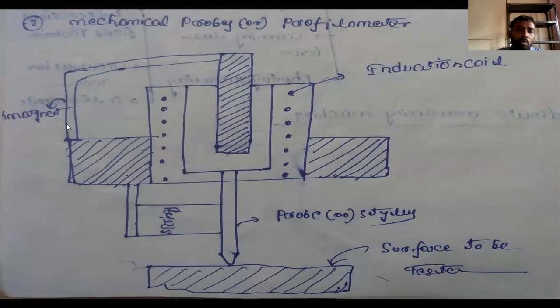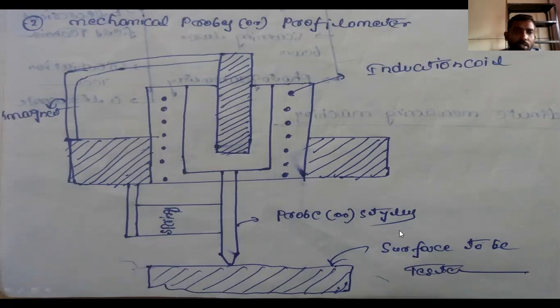So it is a block diagram of the mechanical probe. So it is a magnet. So it is the induction coil. It is a profilometer. So it is the spring. So it is a probe, or we can call it a stylus. So it is a part, one of the production parts. This one is the surface to be tested. So in this block diagram, the probe contacts the part, so that's why we call it the surface to be tested.